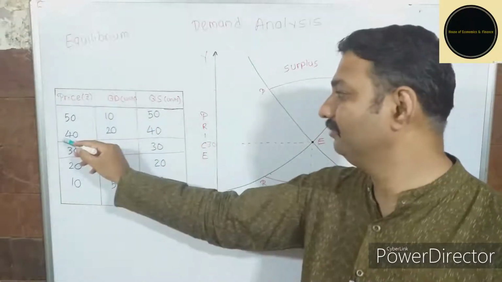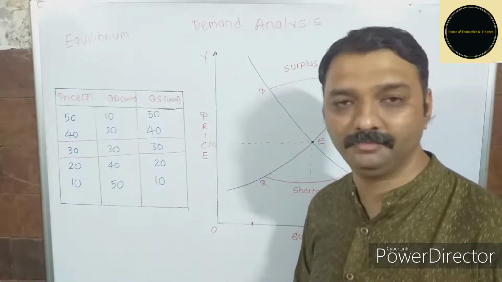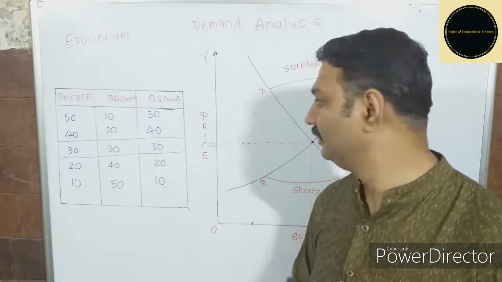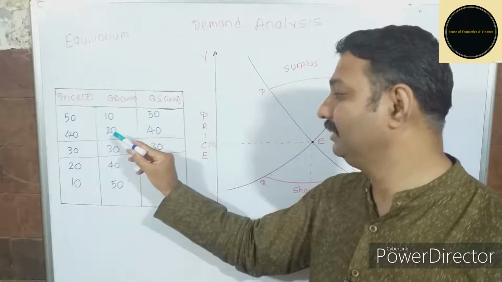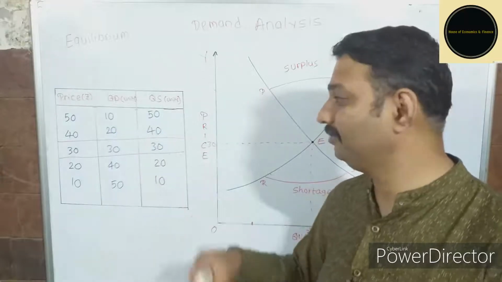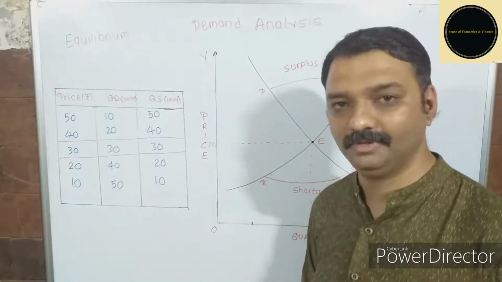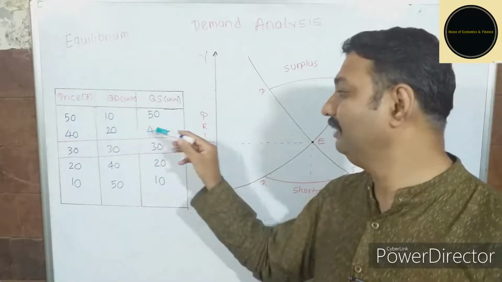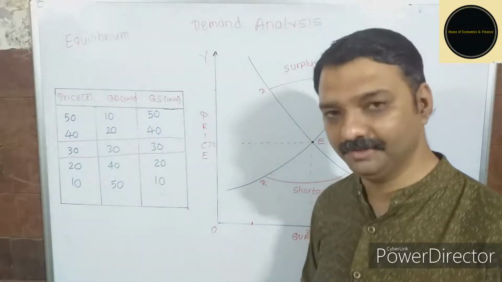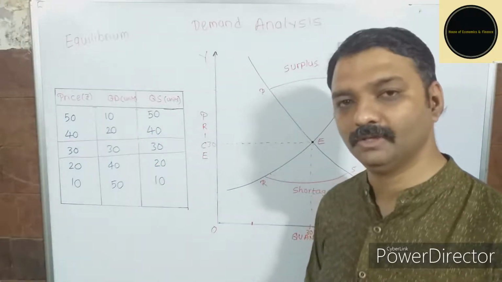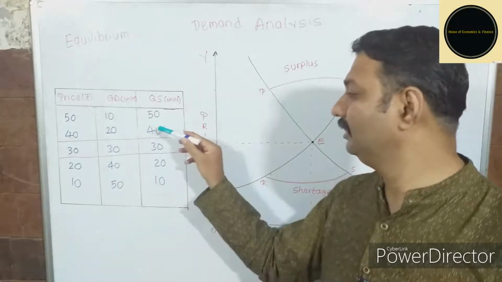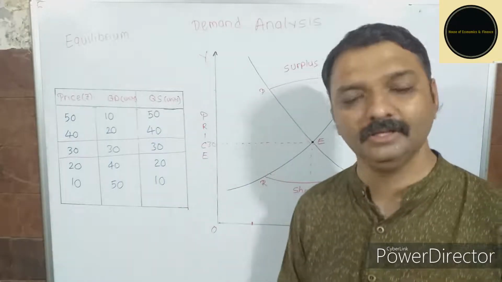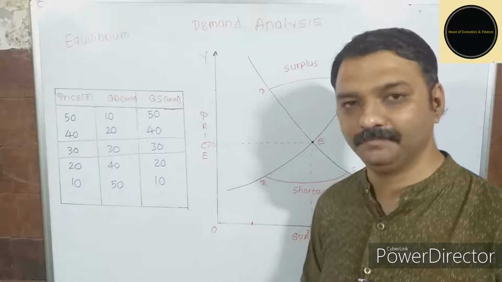The same is the case if the price of a product is kept at 40 rupees. The quantity demanded is 20, whereas the quantity supplied is 40, which is double. So what will happen to these extra 20 units? They will just lie on the shelves in the supermarket. No one will buy them.